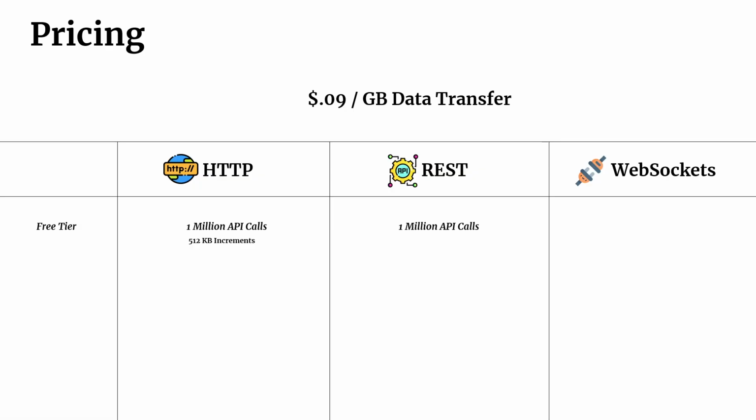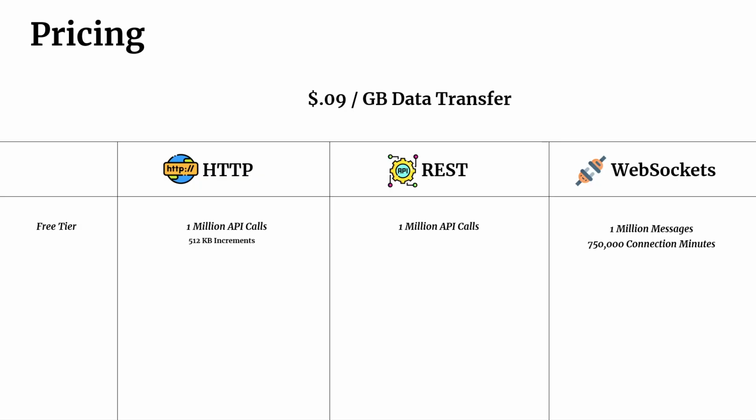For WebSockets, it works slightly differently. It's on the message level and the connection minutes level. So you can send 1 million messages to and from via WebSockets, and you also get 750,000 connection minutes for free as well. Keep in mind, this is part of the free tier, which is only available for the first 12 months when you create your account. So if you created your account a long time ago, you may not be eligible for the free tier anymore. You can always just create a brand new account to test this out if you'd like, but just something to be aware of before you go and experiment with it.